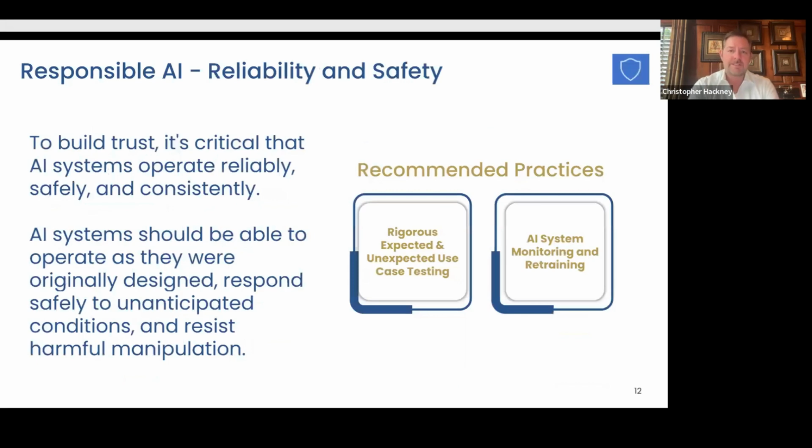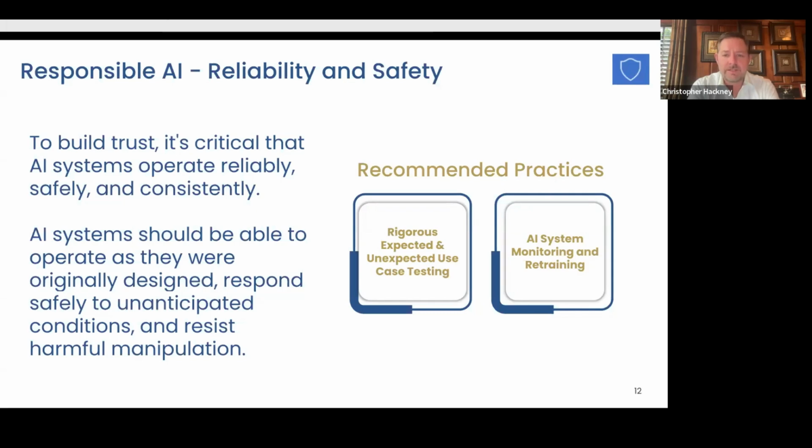Next up is reliability and safety. It is extremely important that as we build out AI, that we build trust alongside it. And it's critical within that trust building that AI systems operate reliably, safely, and consistently. They should be able to do what they've been designed to do. And when presented with unanticipated use cases or experiences, they should still operate in a logical way towards a non-harmful conclusion or output.